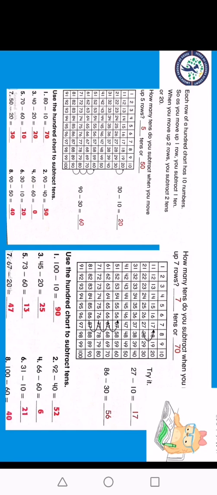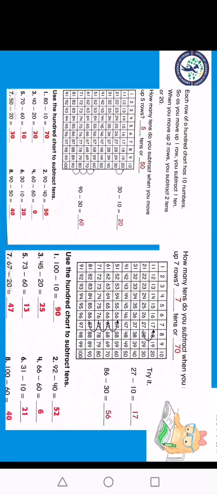Okay, now we will be using the 100 chart technique. What does that mean? This chart contains the numbers from 1 to 100. Each row has 10 numbers in it. So let's take an example. If we want to subtract or move up 5 rows from 100, we will stand on the 100 and move up 1 to the 90, 2 to the 80, 3 to the 70, 4 to the 60, and 5 to the 50. So the answer will be 50.